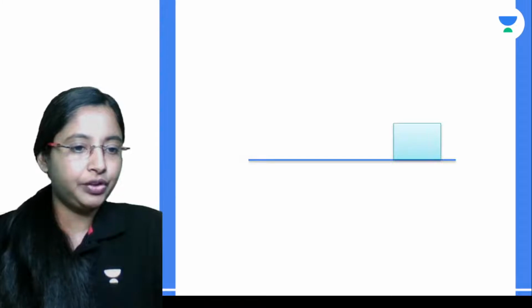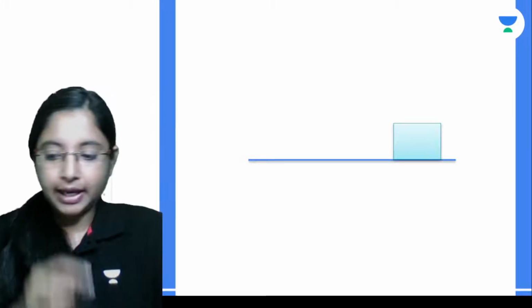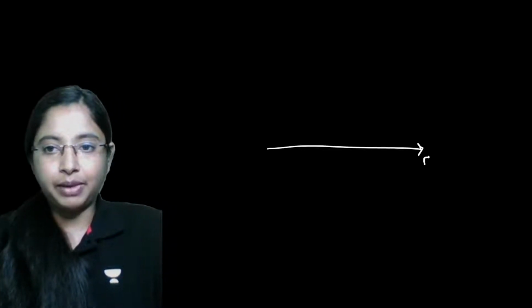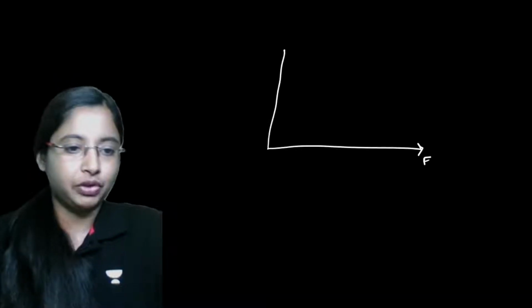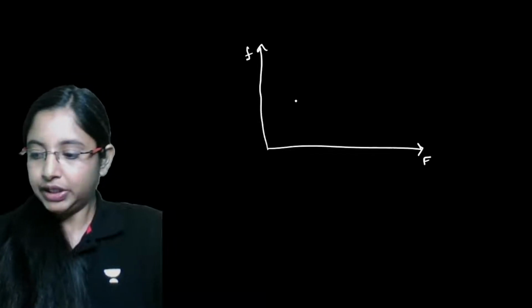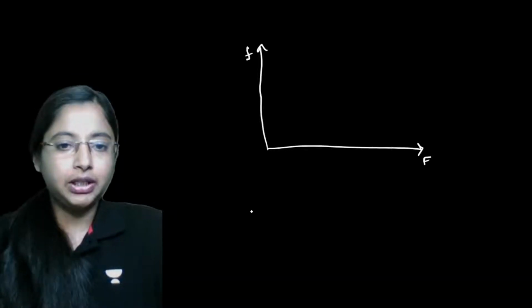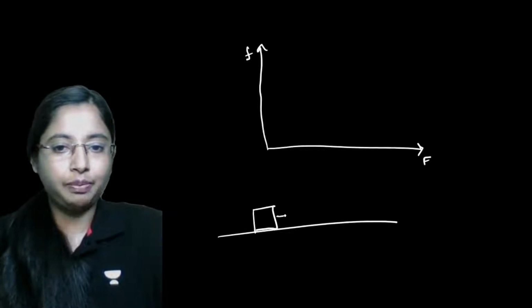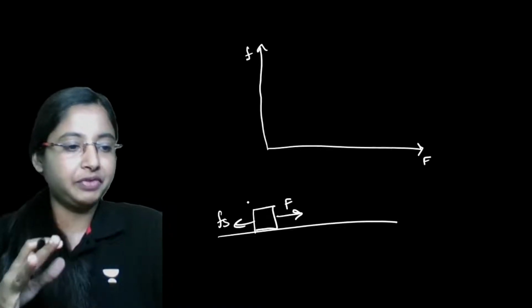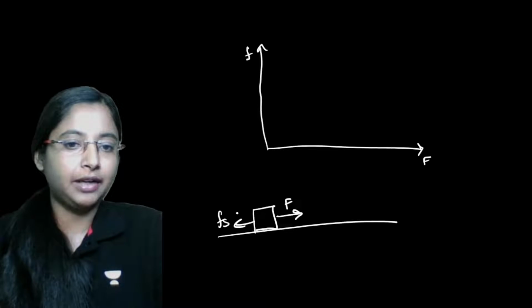Let's draw a graph to see what happens to the frictional force as we apply an applied force. This is our applied force, and for this let's see how the force of friction appears. Initially the object is at rest. You have a surface and you apply a force. What comes into the picture is static friction, because for the applied force the object is not even moving. You increase the force, and the static friction also increases.